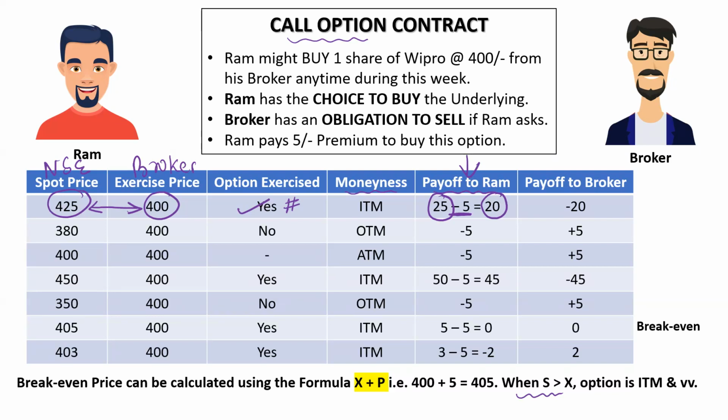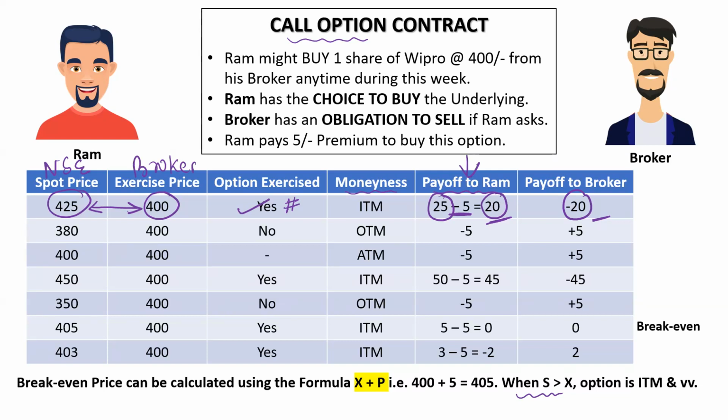If we think about it from the broker's perspective, the broker has to compulsorily sell something at 400. If this contract did not exist, he could have sold it at 425, but he compulsorily has to sell it at 400. But he is getting a premium of 5. So that is why his net loss is 20. If Ram is making a net profit of 20, the broker is facing a net loss of 20.